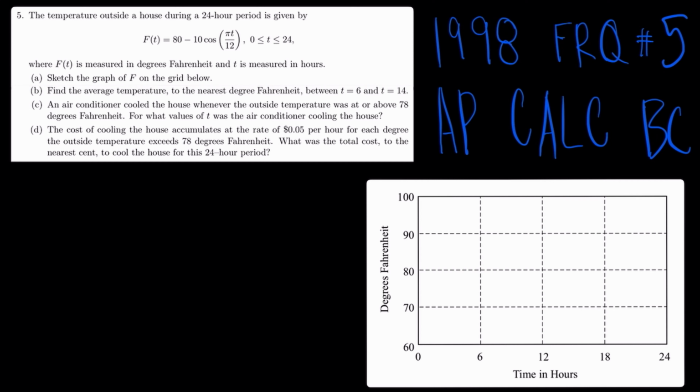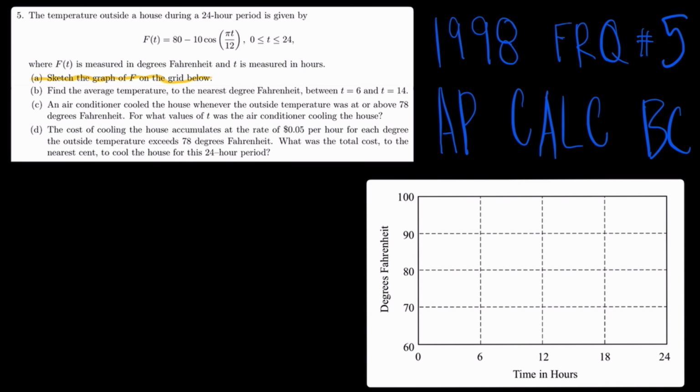Right off, we are told that the temperature outside a house during a 24-hour period is given by f of t equals 80 minus 10 cosine of pi t over 12 for 0 is less than or equal to t is less than or equal to 24. Our first task is to sketch the graph of f on the grid below. So that would be right here.